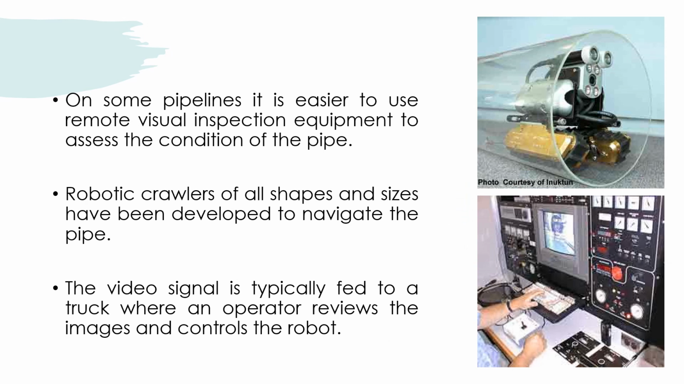On some pipelines, it is easier to use remote visual inspection equipment to assess the condition of the pipe. Robot crawlers of all shapes and sizes have been developed to navigate the pipe. The video signal is typically fed to a truck where an operator reviews the image and controls the robot.